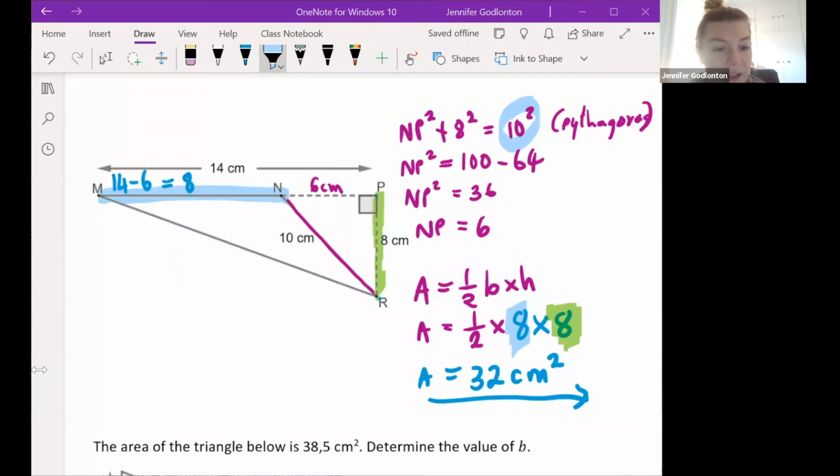Yeah, the height was given on the diagram. I've tried to highlight things so that you can see it a little bit better. But that blue highlight over here, this is the base of our triangle. And this green highlight over here, that's the height of our triangle. And so this is our height and this is our base. And we just multiply them together.